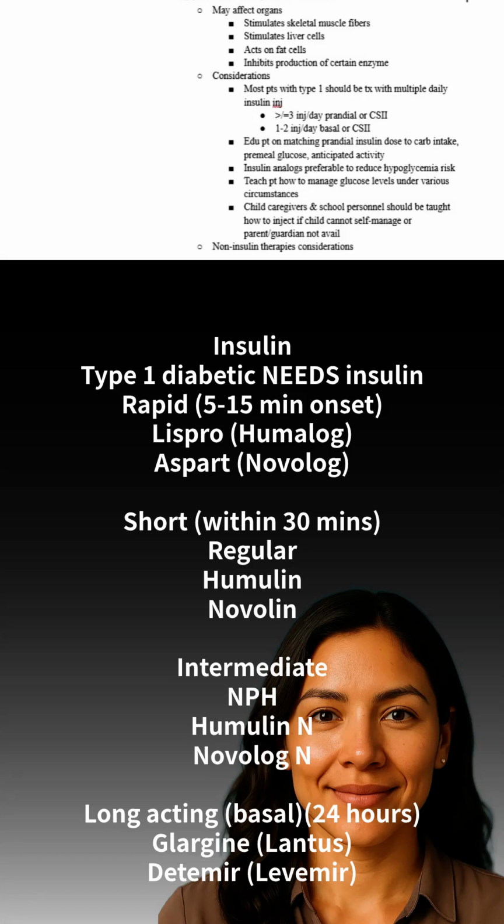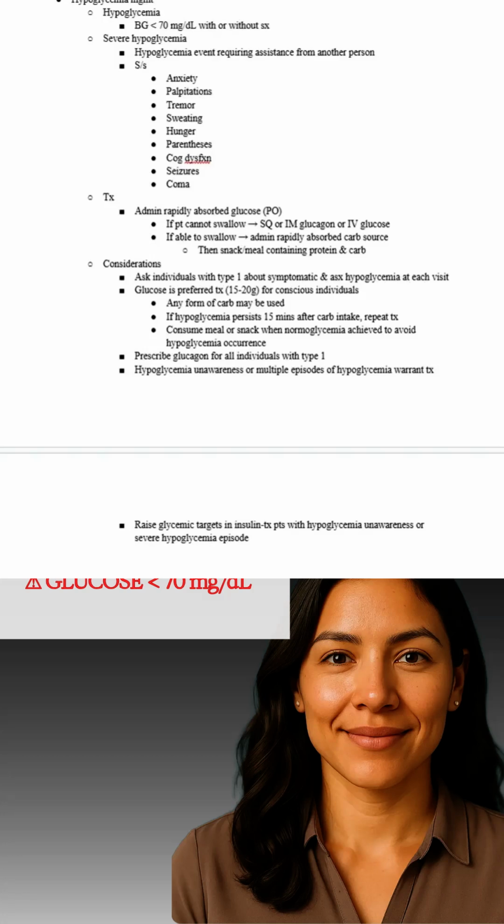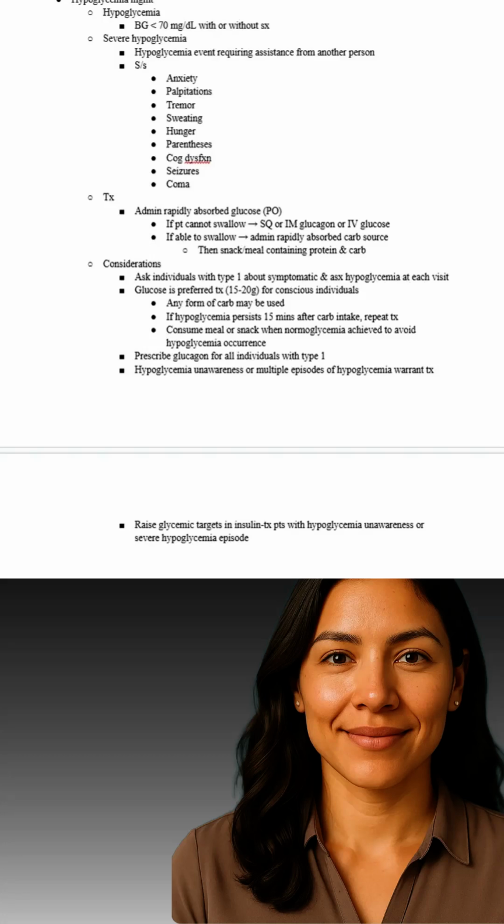Self-monitoring of blood glucose should be performed at specific times, including before meals, at bedtime, and when symptoms of low or high blood glucose occur. Continuous glucose monitoring systems provide real-time glucose readings and trend information. Testing frequency should be individualized based on treatment regimen and glucose control.